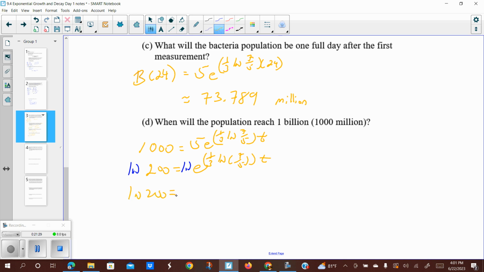The natural log is the inverse of e, so that gets rid of everything on the base there and just leaves us with the exponent, which is 1/3 natural log of 7/5 times t. And then to solve for t, we'll divide by 1/3 natural log of 7/5, which will give us the natural log of 200 divided by 1/3 the natural log of 7/5. I am not worried about leaving the 1/3 in the denominator because we are going to divide by that whole thing. Once again, please make sure you know how to plug that in your calculator.